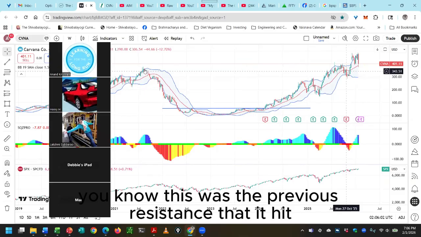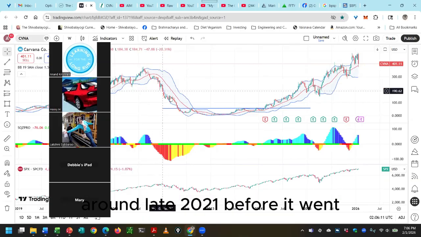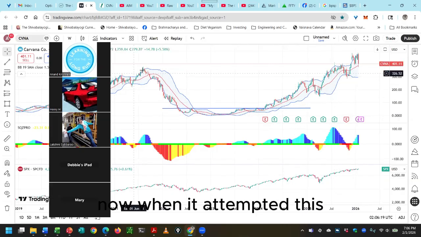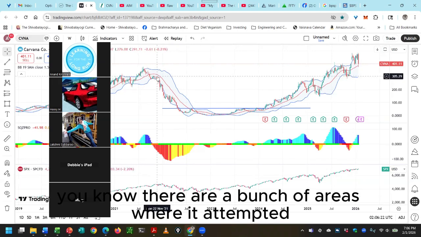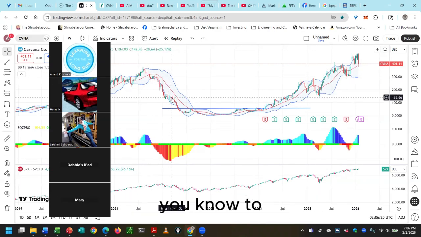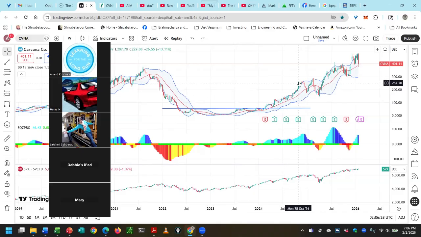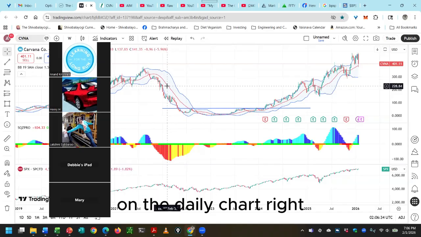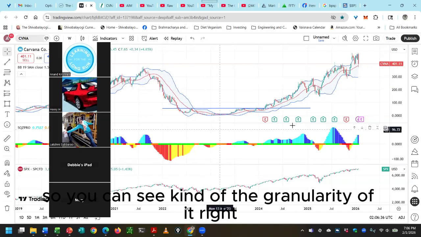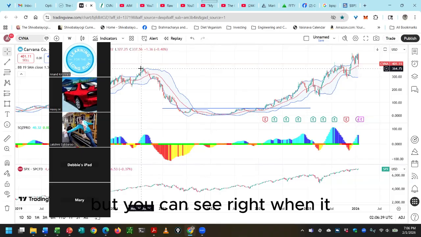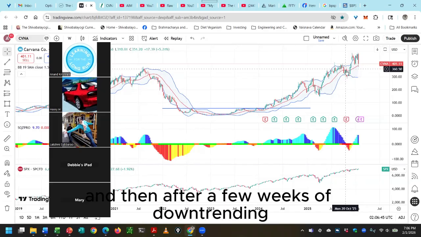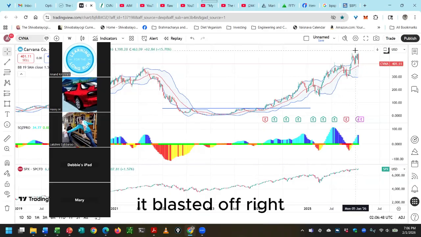this was the previous resistance that it hit around late 2021 before it went all the way down. Then it started to come back all the way up. Now, when it attempted this, there are a bunch of areas where it attempted to buy and went down. You can draw the supports and resistances on the daily chart so you can see the granularity of it. But you can see when it reached that 360 area, people sold off, and then after a few weeks of downtrending, it blasted off.